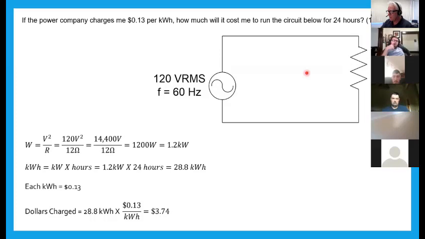So I'm going to take 120 volts times 120 volts, and that is 14,400, and divide that by 12, and that gives me 1,200. 1,200 watts, but that's not kilowatts. So to get kilowatts, which are 1,000 watts, I have to take my watts and divide it by 1,000, and then I get 1.2 kilowatts. Now that I have kilowatts, I can multiply it by 24 to get kilowatt hours, each one's 13 cents. I come up with, it's going to cost me $3.74. So that's how you solve a problem like that.